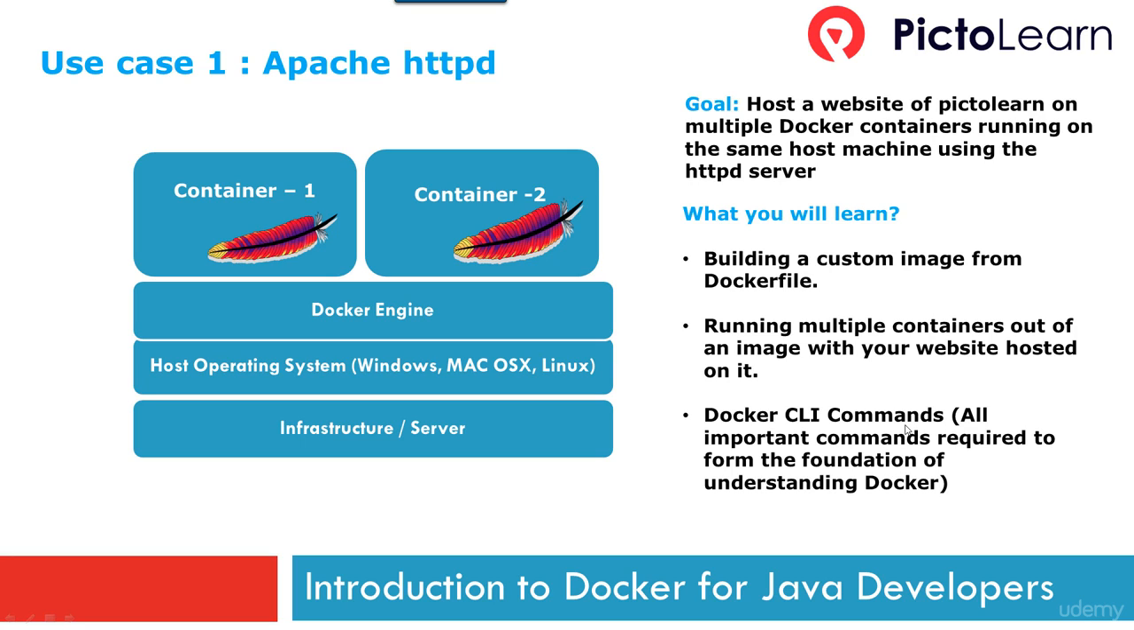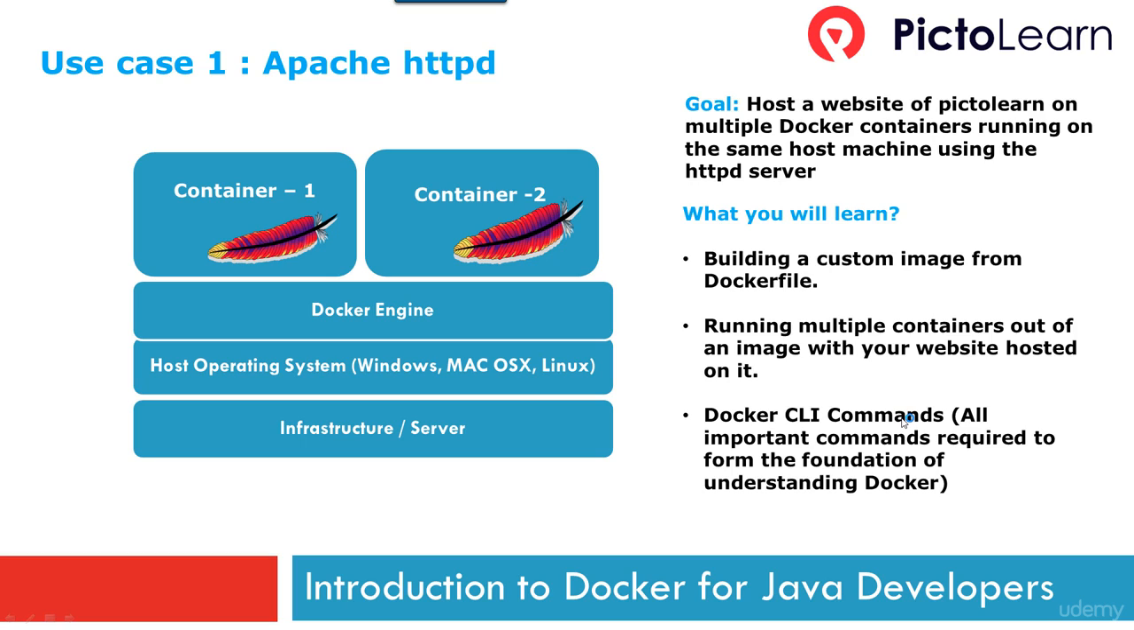As you can see on the image, we have infrastructure or server on the bottom. The host operating system sits on top of the server, and then we have Docker engine on top of the OS. And then we're going to run 2 containers, each containing Apache HTTP server with a customized website running on them.